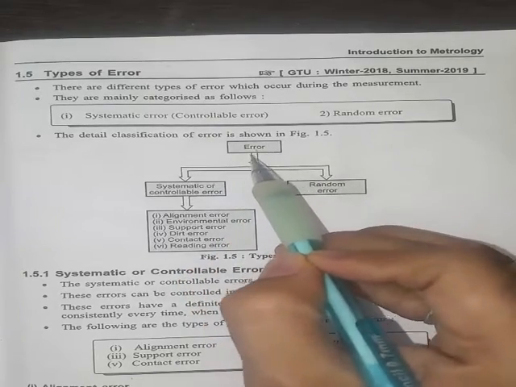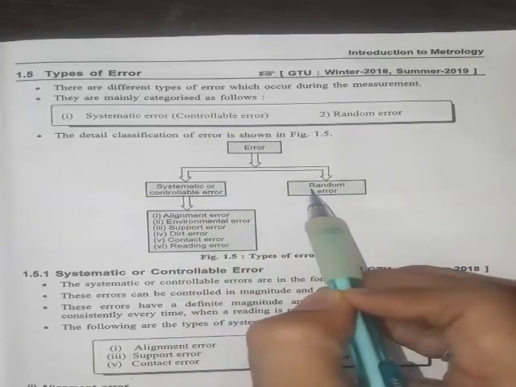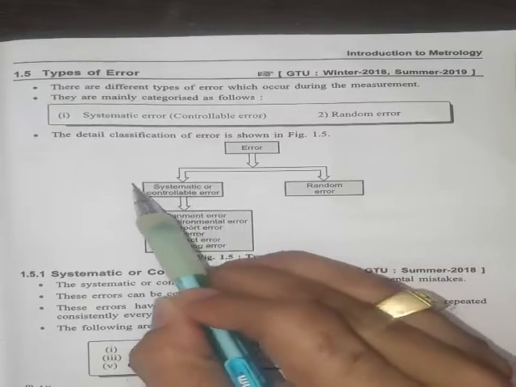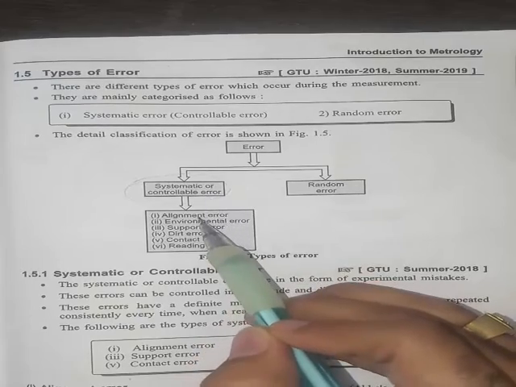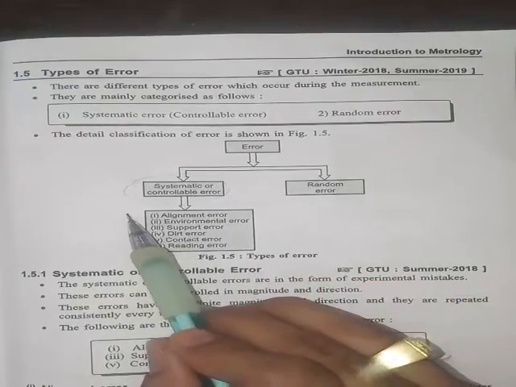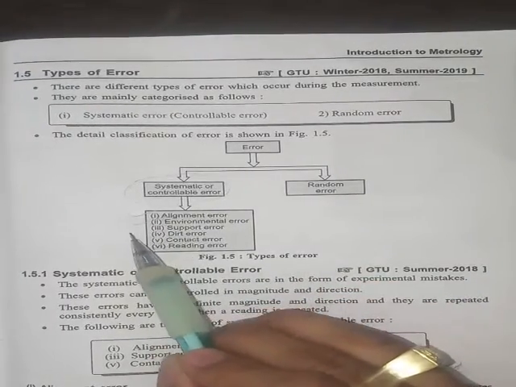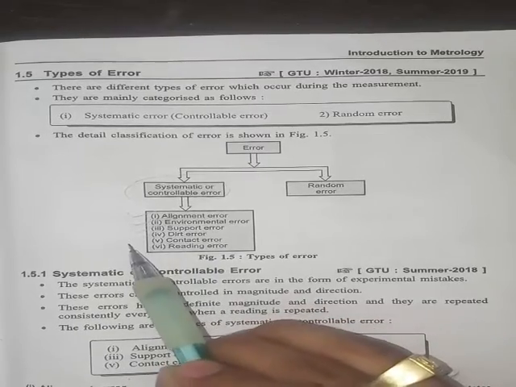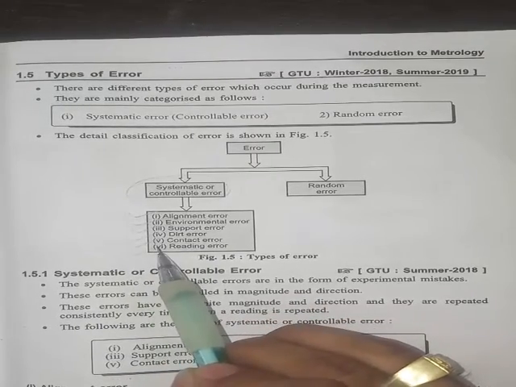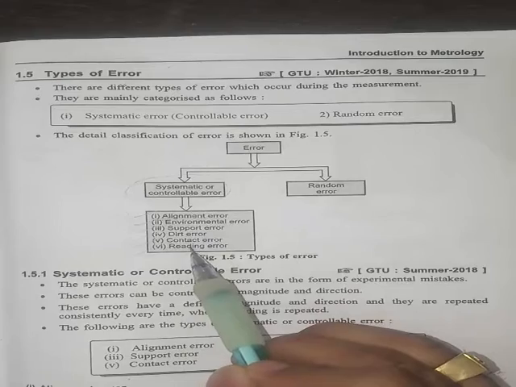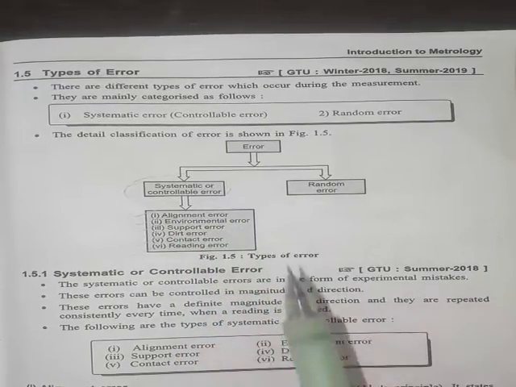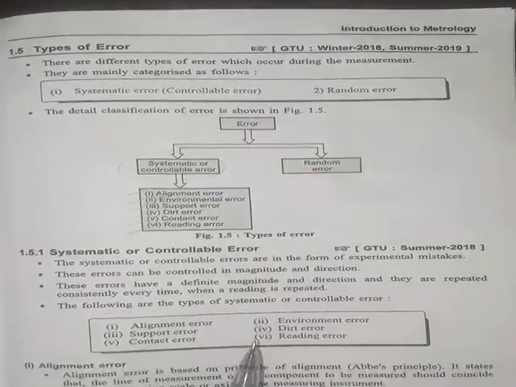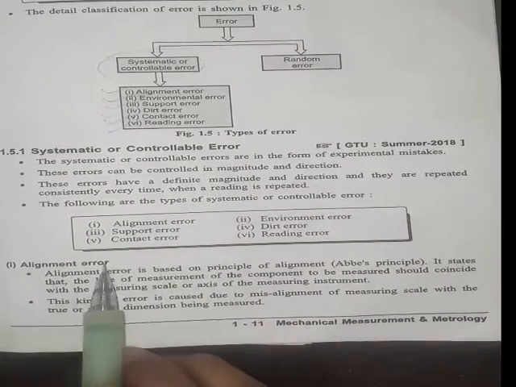So here error has two types, random and systematic. Again, in systematic or controllable error, there are 6 types: alignment error, environmental error, support error, dirt error, contact error and reading error. Because of these, error is produced, and that is called systematic error. So let us come to alignment error. First is alignment error.